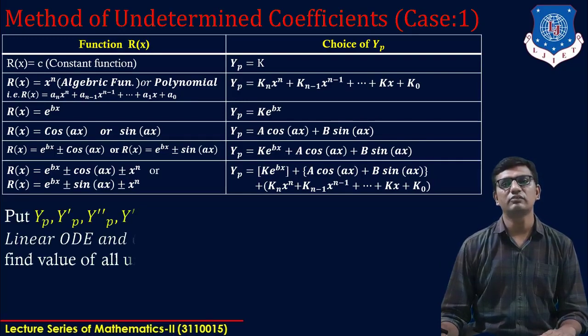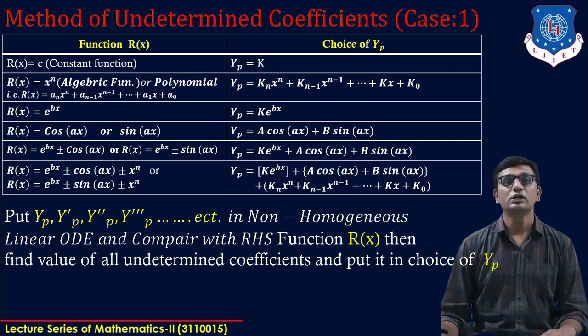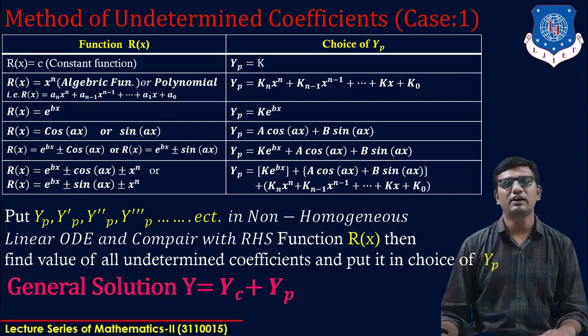First of all, find Yp, Yp dash, Yp double dash in terms of the undetermined coefficients, put them in the non-homogeneous differential equation, compare with the right hand side function R(x) and find the values of the undetermined coefficients, and put them in the choice of Yp. So we get the particular integral according to the table. Now the general solution is obtained like this: y equals Yc plus Yp.